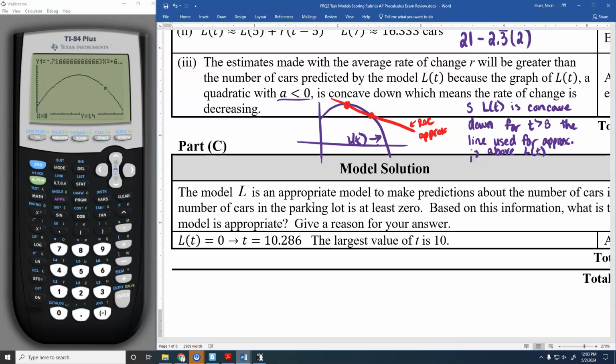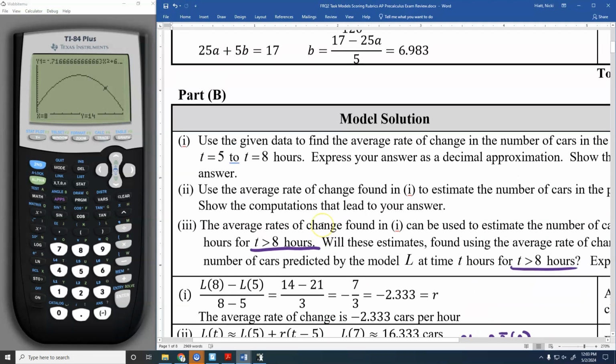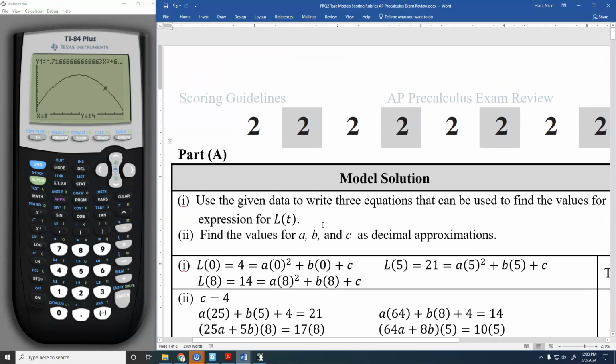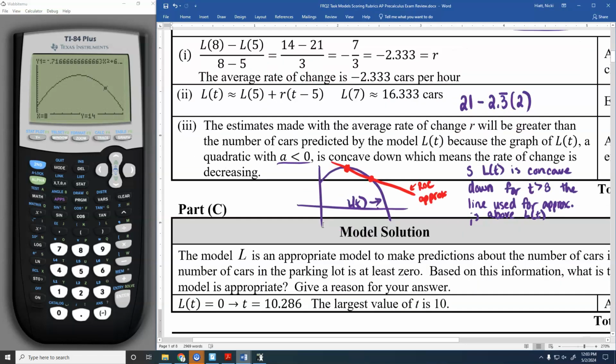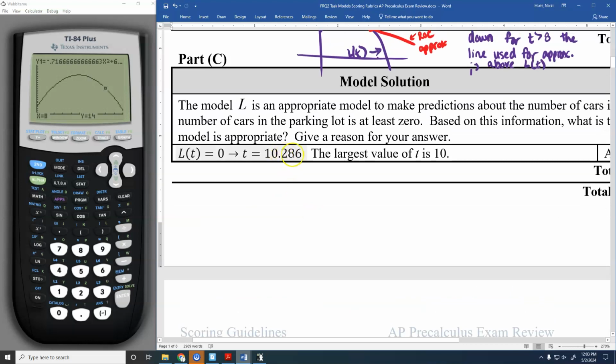And what does t stand for in this case? It is your hours, right? So, can you have 0.286 of an hour? You absolutely can, right? You can have part of an hour. It would be just some minutes, right? So, a few seconds maybe. So, I don't like that he rounded that, because the question doesn't tell you to.